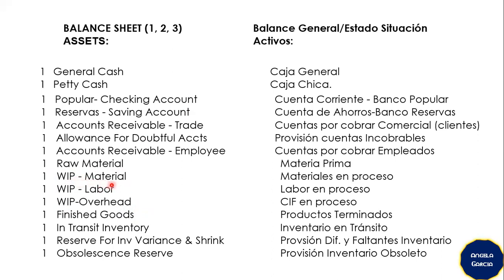WIP material, WIP labor, and WIP overheads. Remember the three elements of the cost? So the three elements of the cost, you may need to have an inventory for a manufacturing company. We also have finished goods. Those finished goods are products that are ready to be sold.